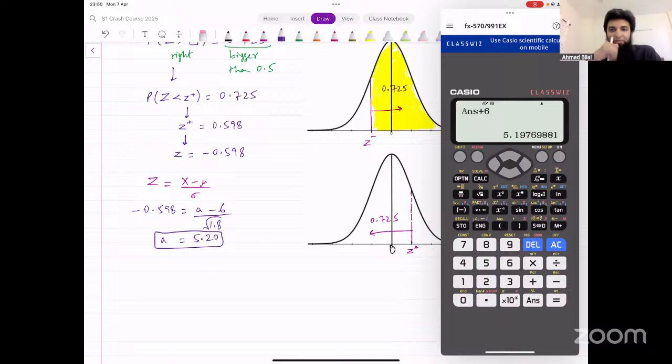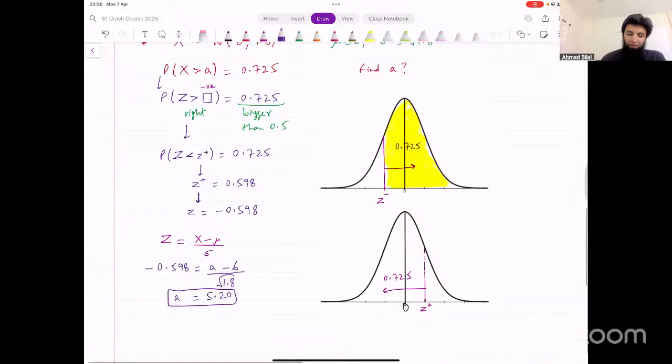Does this make sense? Any questions on this? Any problems on this? No problems? Okay, let's do one last example on this. One last possible case that we could have here.